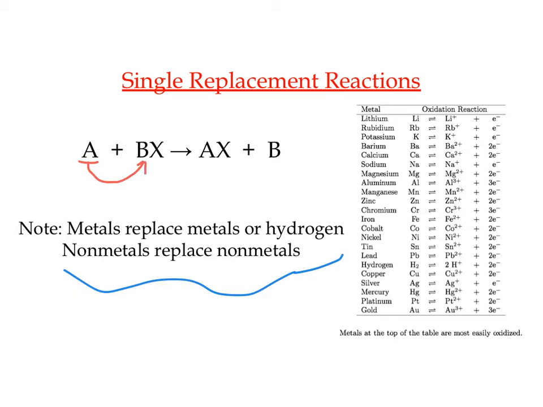Now, to do that, I have to look at something called an activity series, which I have an example one right over here on your right, where metals that are higher on the list are more reactive, so they can kick out things that are lower on the list.